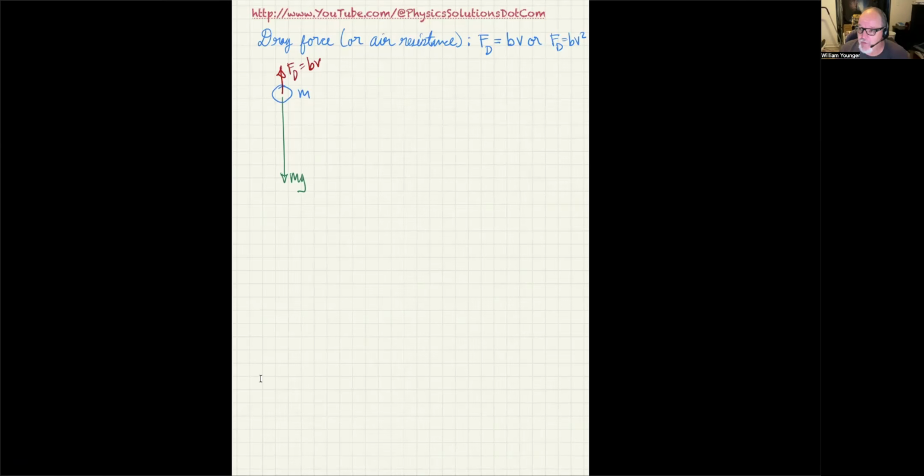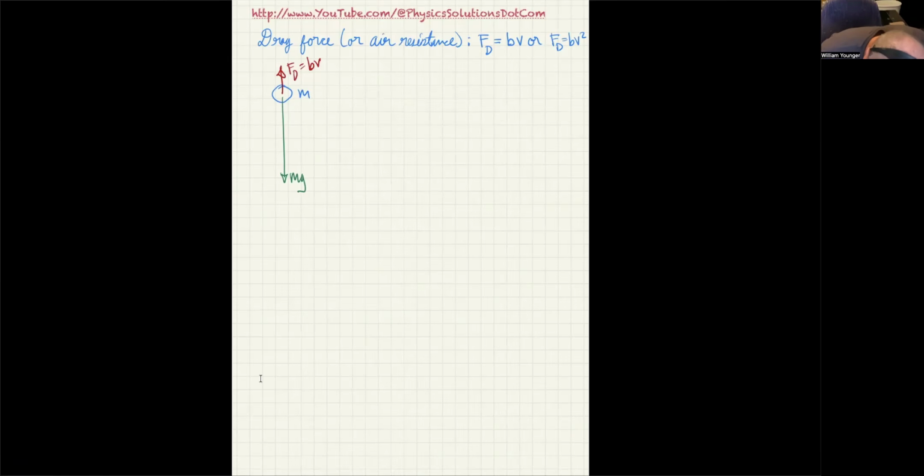And Newton's second law says the summation of forces in the y direction is equal to mass times acceleration. But if mg minus bv is zero, then the acceleration has got to be zero, and that happens when the velocity is what we call the terminal velocity. So that's really what's going on here.